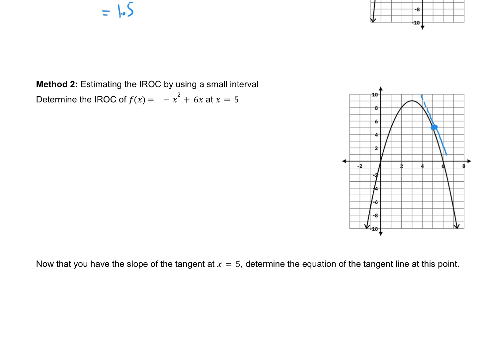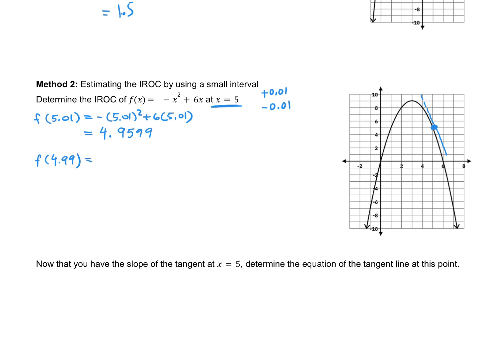So I want to pick a point to the right and to the left of x equals 5, something super, super close. And what I'm going to do is add 0.01 and subtract 0.01 to 5. And those are going to be the 2 points that I use. So first, I'm going to evaluate f at 5.01. So I'm going to do -5.01 squared plus 6 times 5.01. And I get 4.9599.